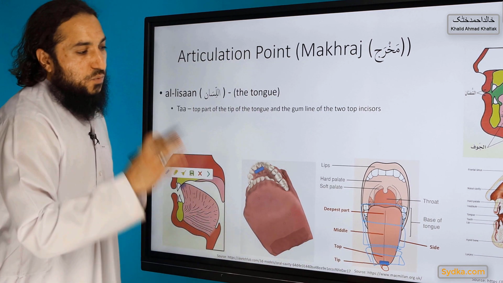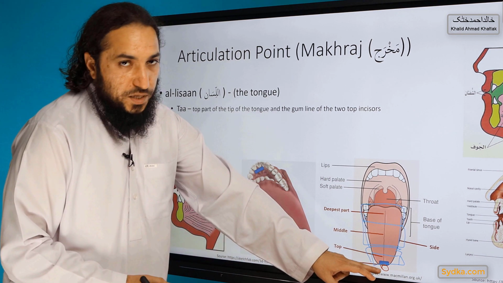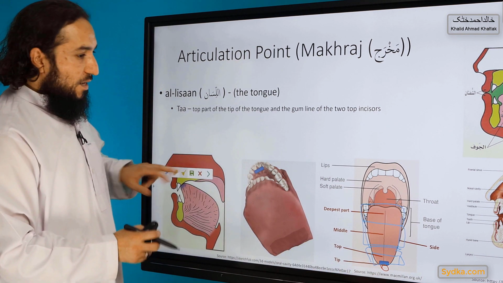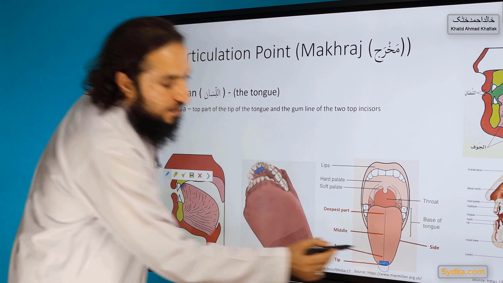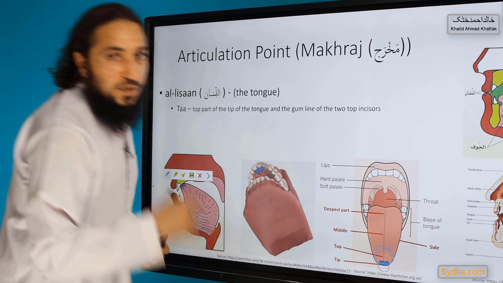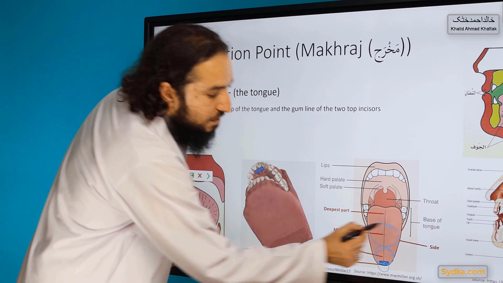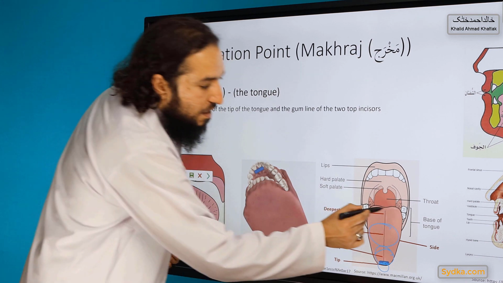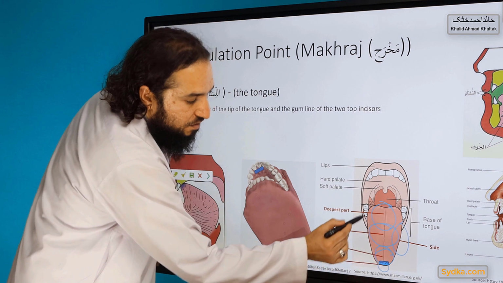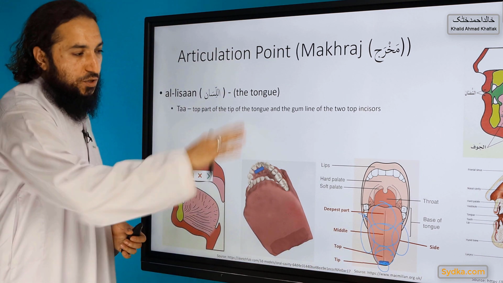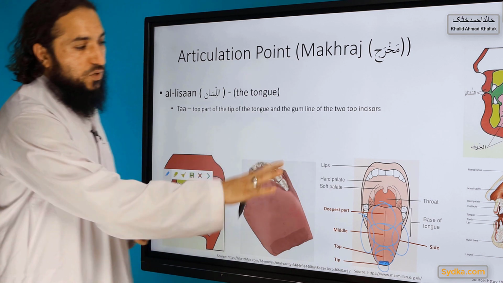So we can divide the tongue into multiple parts. The first one is called the tip of the tongue. The second one is the top part of the tongue. This one is the middle part of the tongue, and this one is the deepest part of the tongue. And we have the sides of the tongue, because all these parts will be used in future sessions, which is why you need to know this.